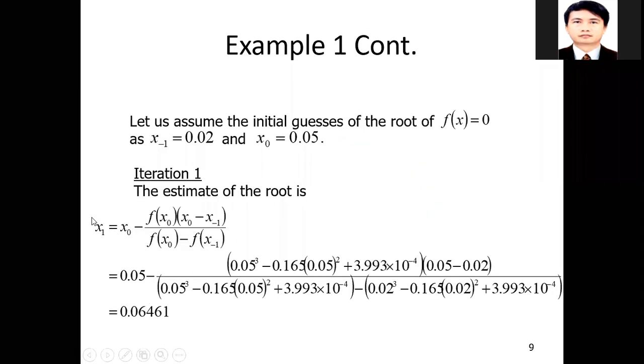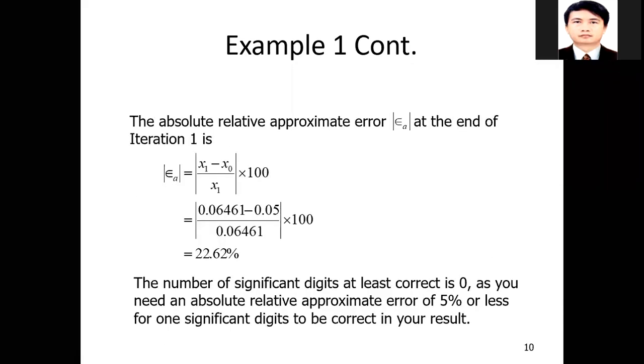Okay, so this will give us the next possible value of x as 0.06461, no? So this is the first iteration. So of course, the problem also states that we need to calculate the percent error. No? So this is the formula, x new minus x naught over x new times 100. Okay, so this will give us around 23%.